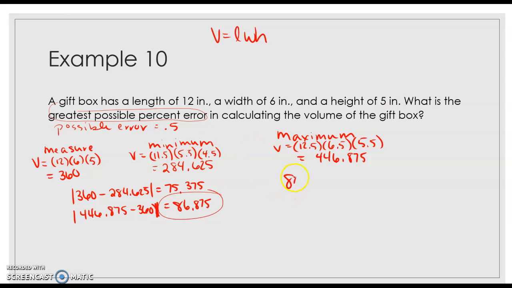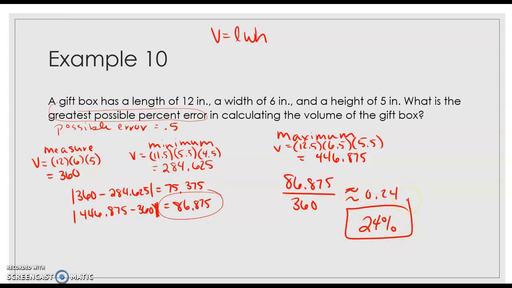So now I'm going to take 86.875 and divide it by the actual, which is 360, the measured. Then I get approximately 0.24 because I rounded. And 0.24 as a percent is 24%. That is the maximum possible percent error. And yes, that's a lot of work, but this is what people are doing when they calculate errors, like our errors in MAP, and so on.